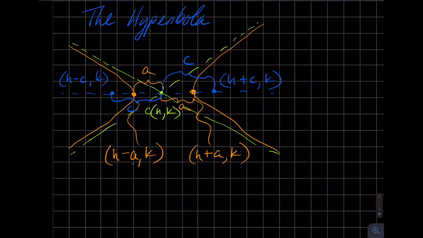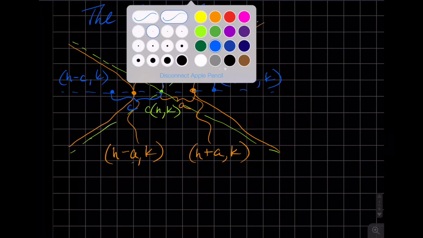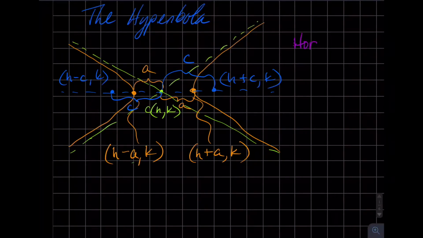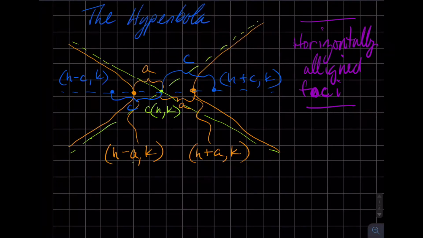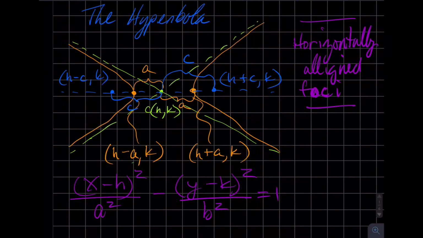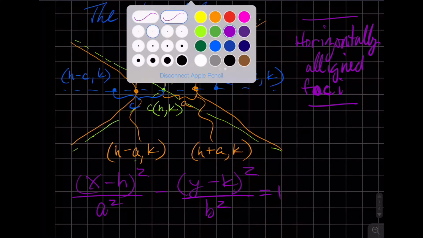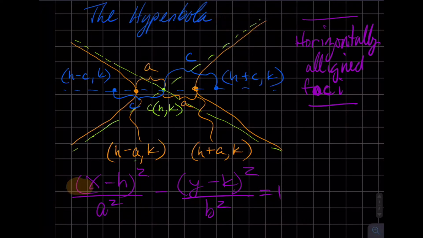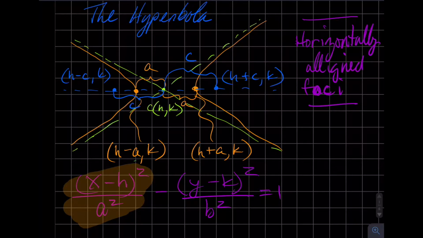The formula for this horizontally aligned hyperbola, or as I think of it, the horizontally aligned foci, looks like this: x minus h, the quantity squared, minus y minus k, the quantity squared. The x term is over a squared. The y term is over b squared. And it is the horizontal one because the x term is the positive term. So the positive term is the x term, this guy right here. Okay?